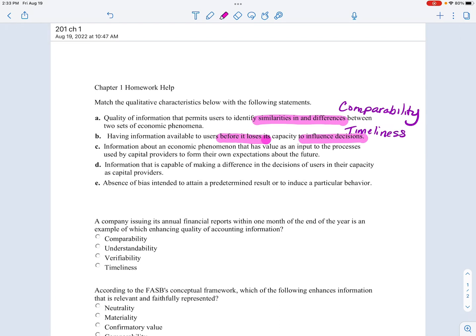That's talking about timeliness. In C, we're looking at information to input processes used by capital providers to form their own expectations about the future. So that's the key term there, their own expectations about the future. And what that triggers is the predictive value.